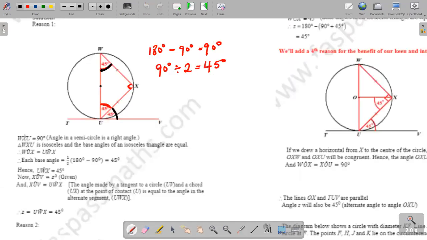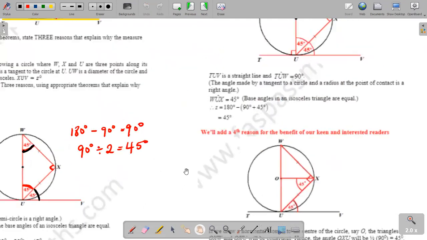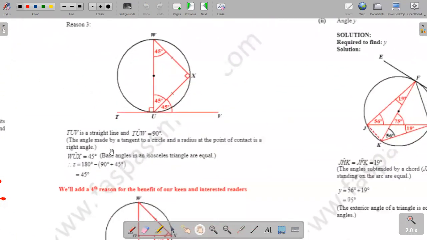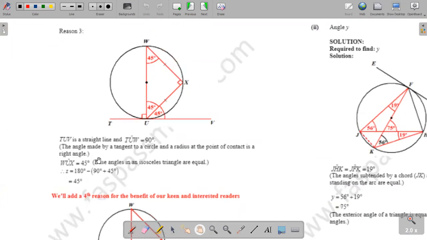Okay. Now we're moving on to the third reason. The third reason said that the angle made by a tangent and a radius at a point is equal to, what they're saying is that, let's look at it. TUV is a straight line, TUW equal 90 degrees. So what is TUW? So what they're saying is that over here is 90 degrees. Agreed?